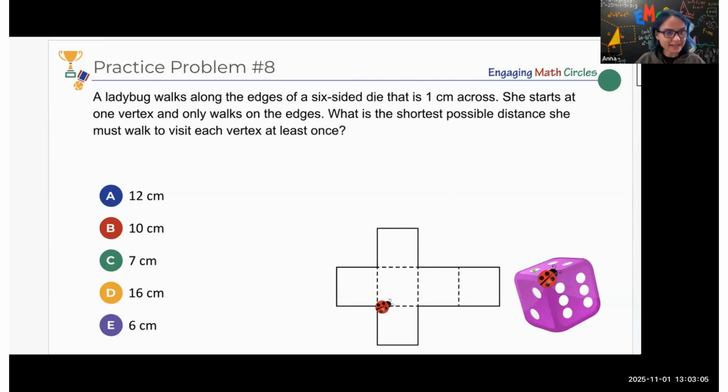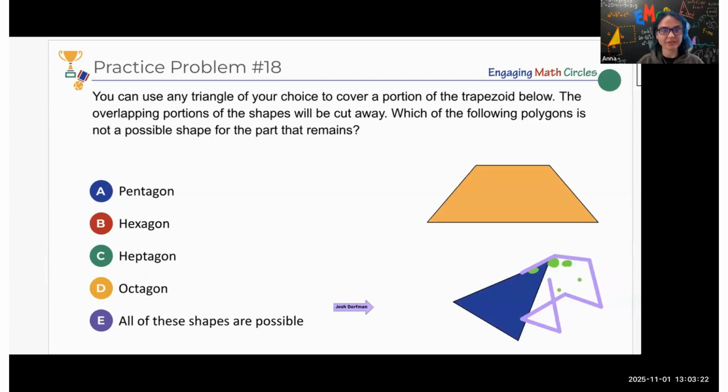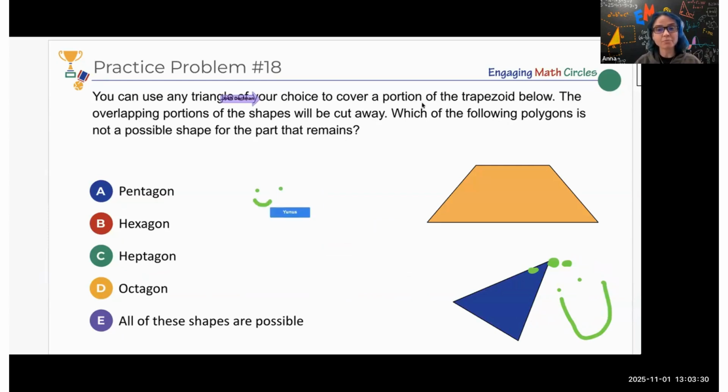Okay, let's go and solve one more problem if you guys are ready. So it's a visual, but not as easy. Let's go to, how about this one. Okay. So I'll read it quickly. You can use any triangle of your choice to cover a portion of a trapezoid below this one.